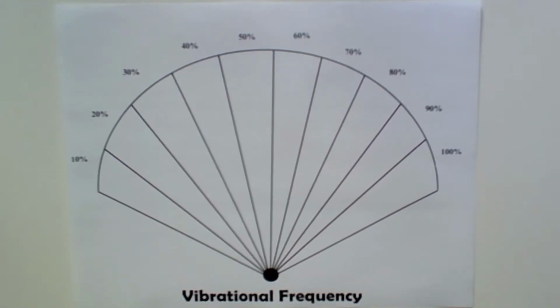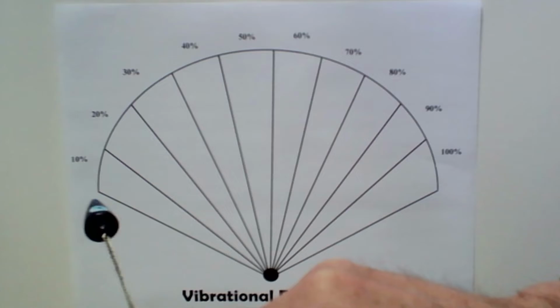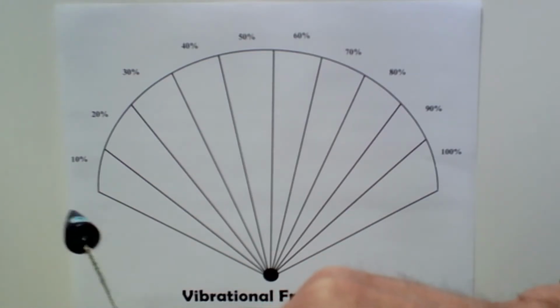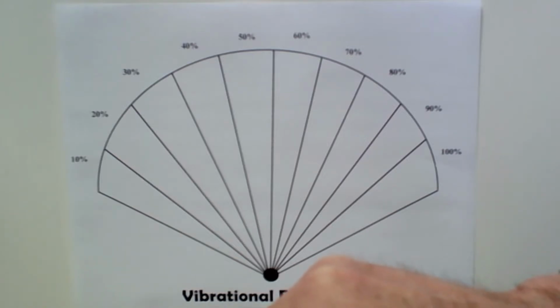So what we're going to do is hold our pendulum over this dot here. This is our starting point. We're going to get the pendulum moving in this direction and say, this is the direction that represents a low vibrational frequency. This is the direction that represents a low vibrational frequency.